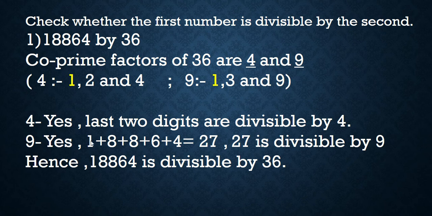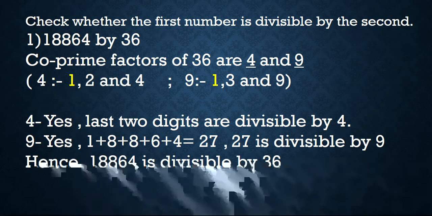Now 9. What is the divisibility rule of 9? You have to add all these digits, and whatever sum you get should be divisible by 9. So we got 27, which is divisible by 9. So if the number is divisible by 4 and 9, it is also divisible by 36. If the number were not divisible by 9, then it would not be divisible by 36, right? So hence 18,864 is divisible by 36.